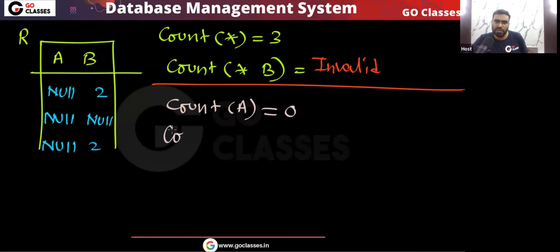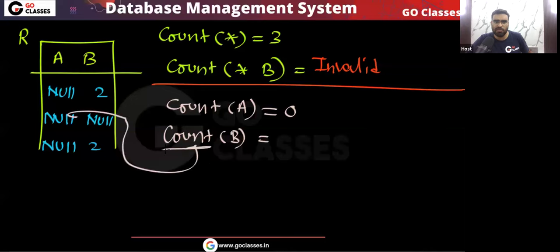Next, what is count of B? This count will ignore the null values of B. So now the count of B, that will be what? That will be 2. Okay. Now if I ask you, what is count of distinct B?